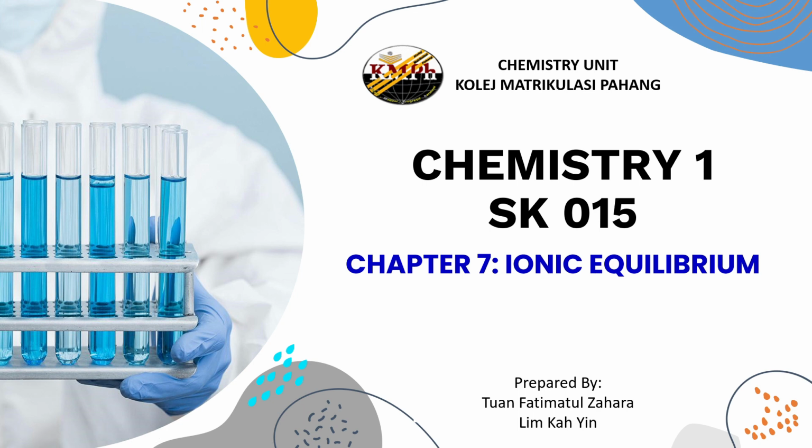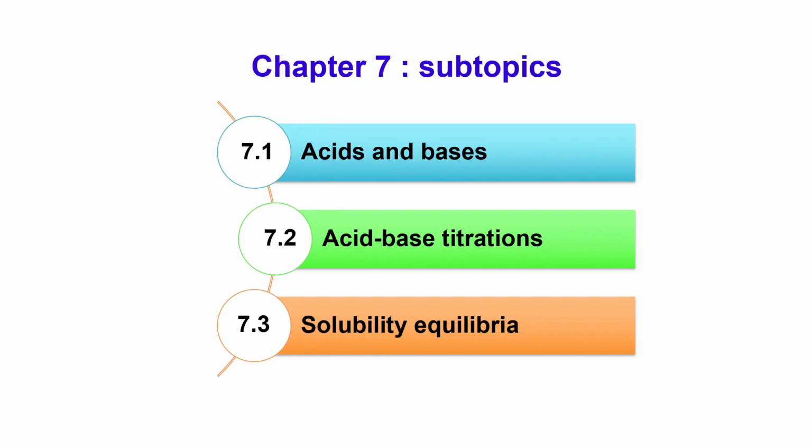The topic is ionic equilibrium. In this topic we have three subtopics: 7.1 acid and base, about the theory of acid and base and a simple calculation for strong acid. 7.2 is about acid-base titration. And the last one, 7.3, is about solubility equilibrium.